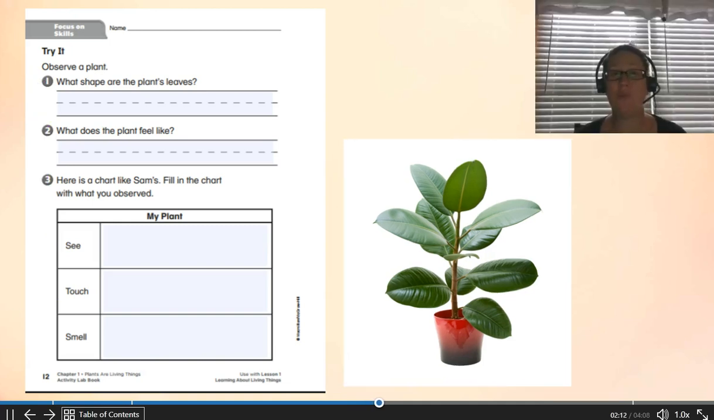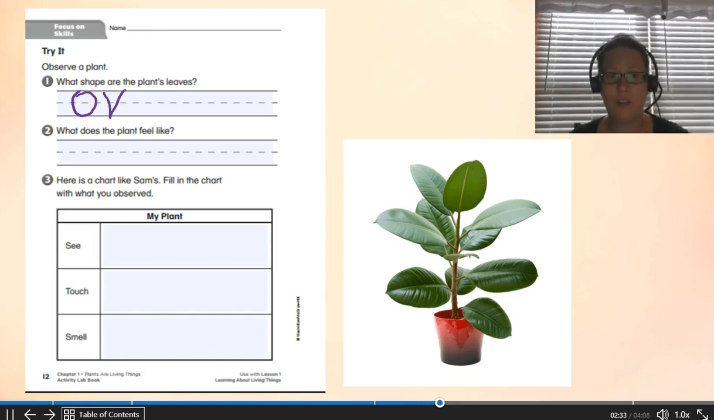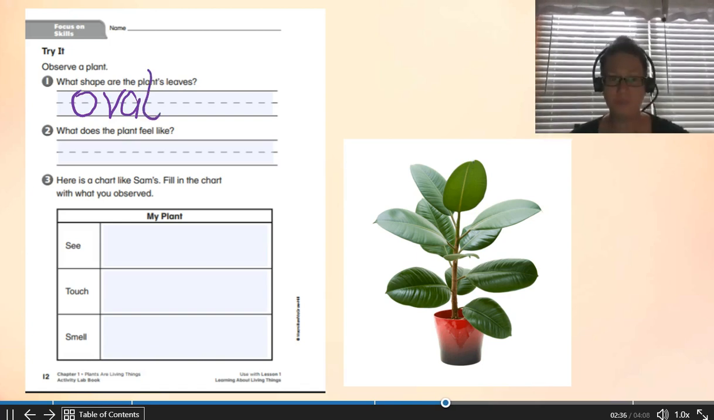Now that you had time to go through the lab, use your brains to think about and use your 5 senses to observe the plant, I'm going to go over what I thought about our plant using my 5 senses. So the first question asks, what shape are the plant's leaves? I know my shapes pretty well, so I'm going to say they look like an oval. So I'm going to write that on the screen.